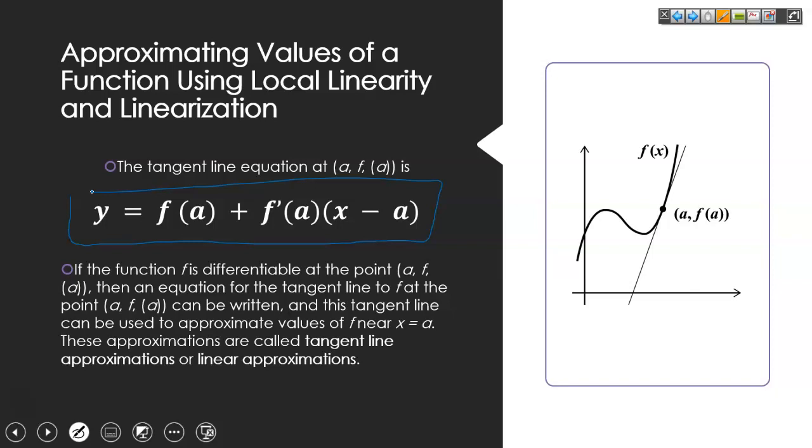So again, f of x is our function, f of a is our point, and then the tangent line represents the slope at that point. If a tangent line slope is positive, then the graph is increasing. If tangent line slope is negative, a graph is decreasing. If a tangent line slope is 0, we are at an extrema.